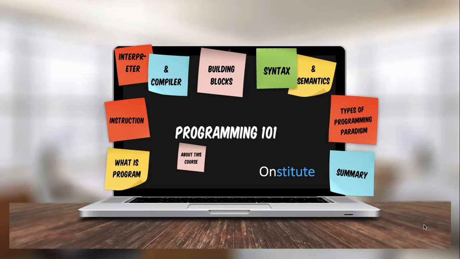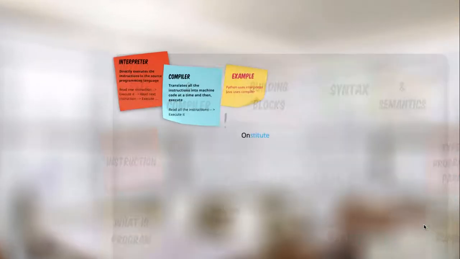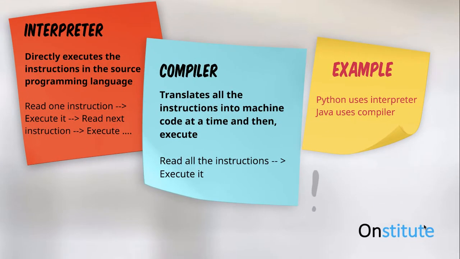In this video, we are going to learn about interpreter and compiler. These are the piece of software which actually translates your program to machine understandable format, or sometimes we call it machine code. There are two different types of translation that are possible.